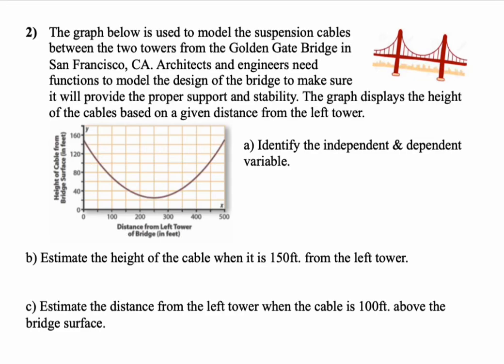Key features of a function. This is example 2 with context. The graph below is used to model the suspension cables between the two towers from the Golden Gate Bridge in San Francisco, California. Architects and engineers need functions to model the design of the bridge to make sure it will provide the proper support and stability. The graph displays the height of the cables based on a given distance from the left tower.